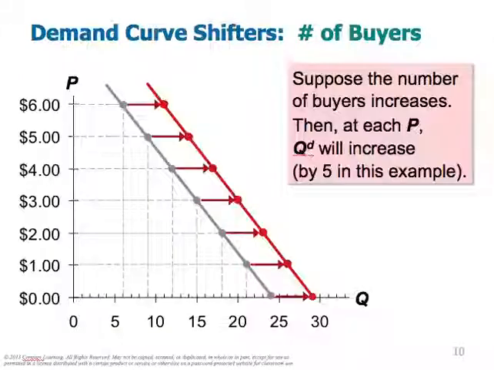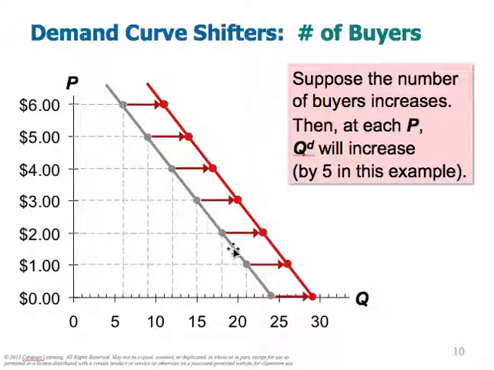Let's have a look at this here. The initial demand curve is given by this gray curve. Now suppose that the number of buyers increases. If the number of buyers increases, then at each price, the quantity demanded is going to go up. Previously, when the price was $1, quantity demanded was 21 according to this gray demand curve.